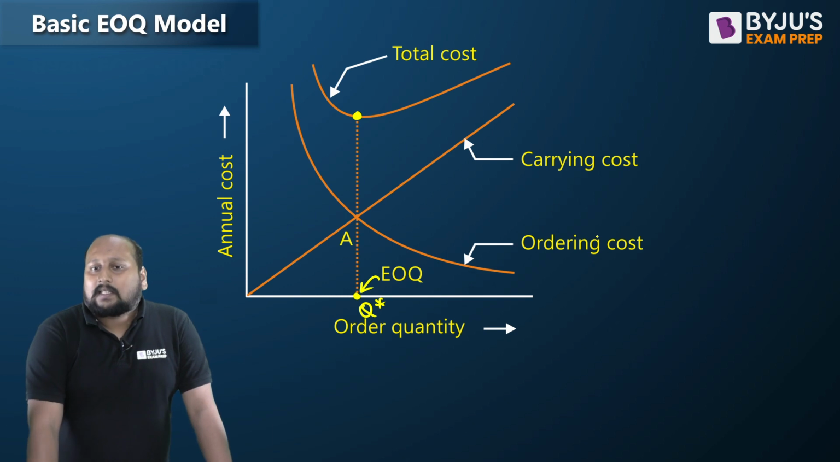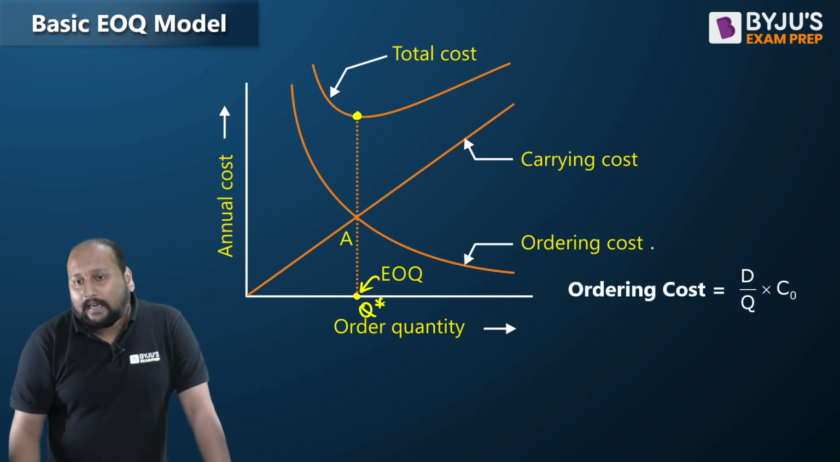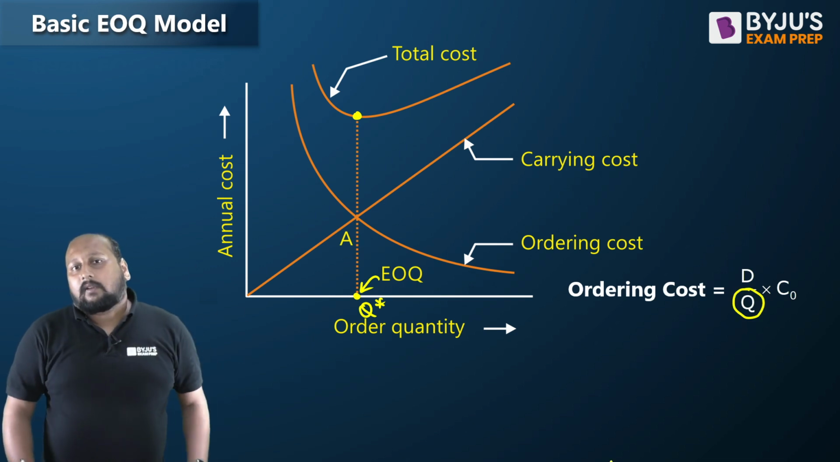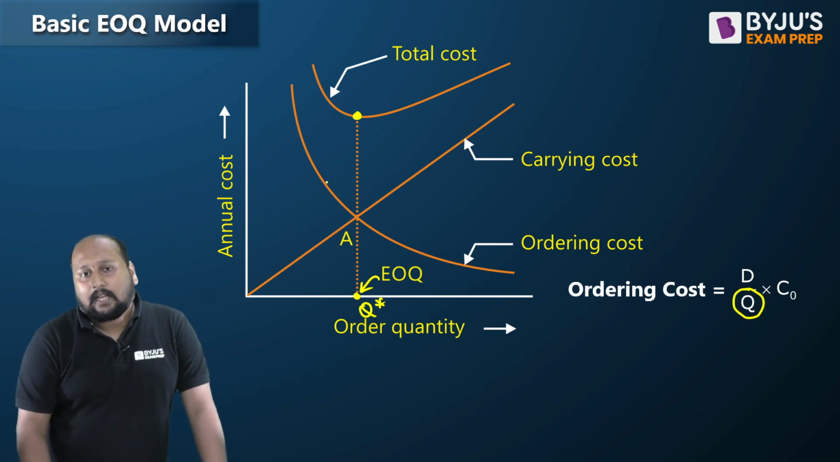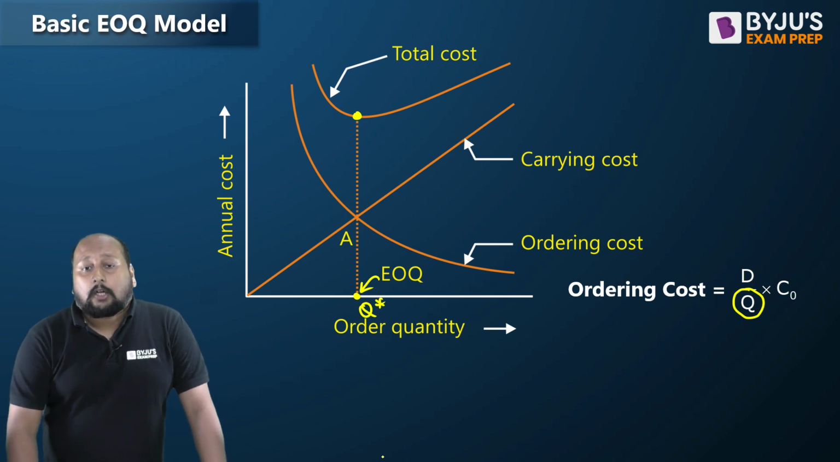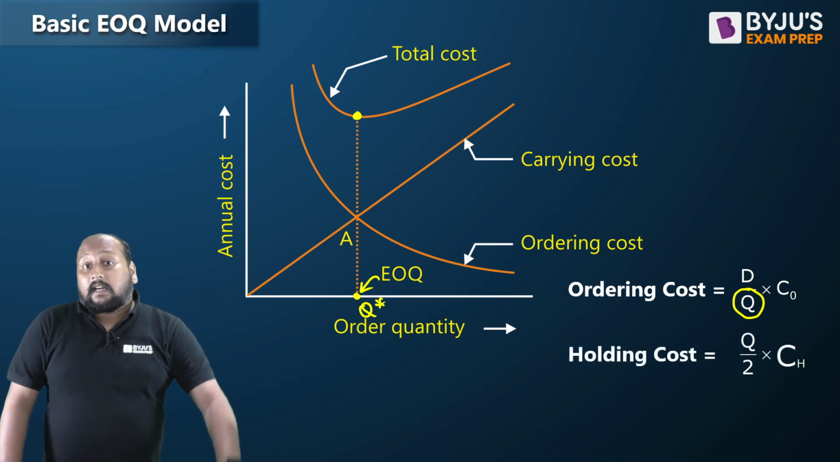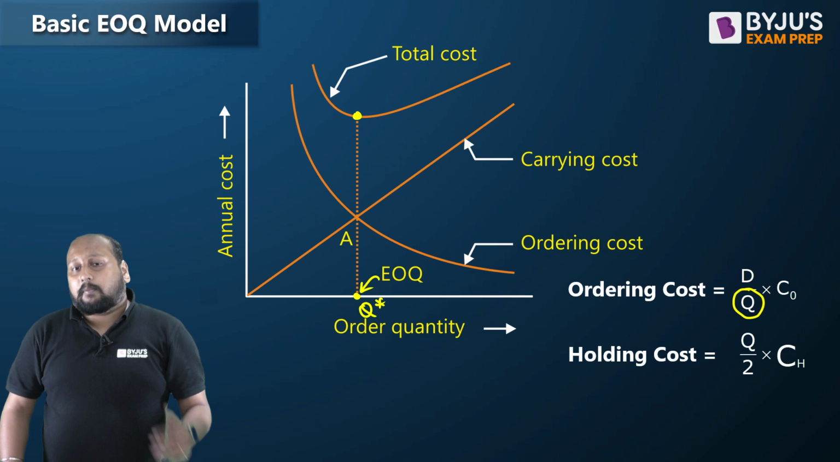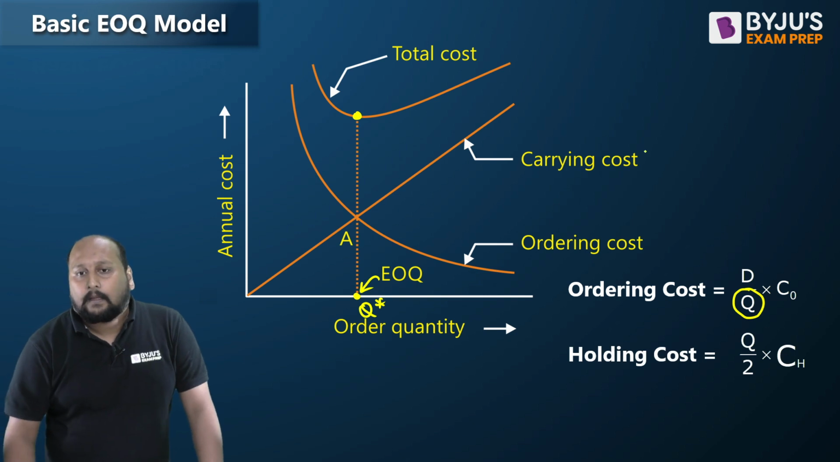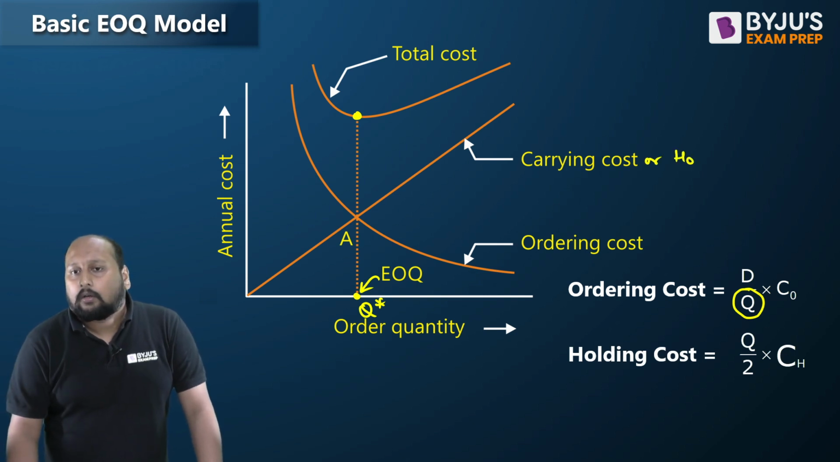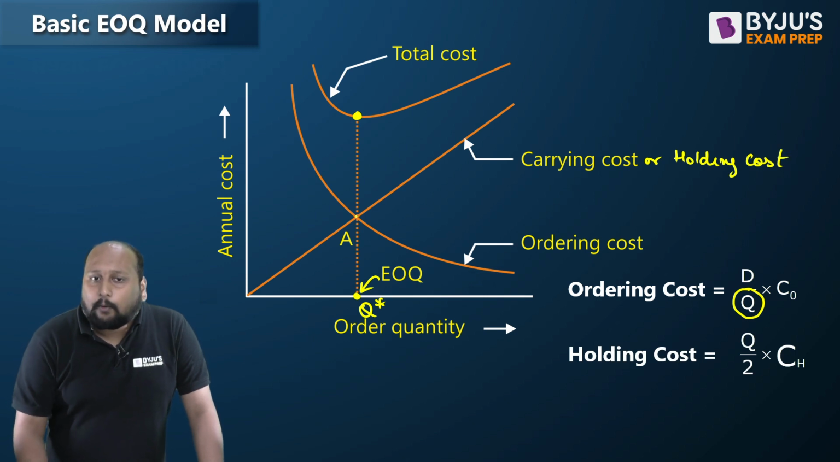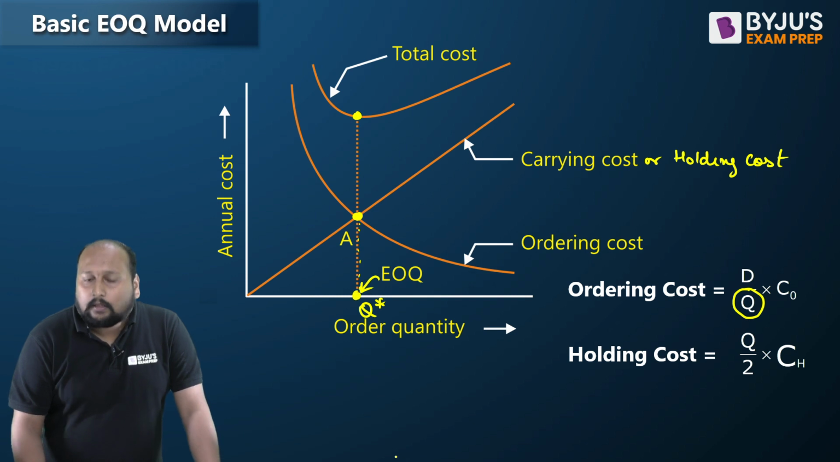But interestingly, what is ordering cost? That is D by Q into CO. So it is inversely proportional to Q. So the more the Q, the less will be ordering cost. That is seen with the help of this curve. If I talk about holding cost or carrying cost, it is Q by 2 into CH. That means it is directly proportional, so it will be a straight line. This is your carrying cost or holding cost. Okay, so there will be a point when both of these will be equal, and at that point we'll have the cost to be minimum.